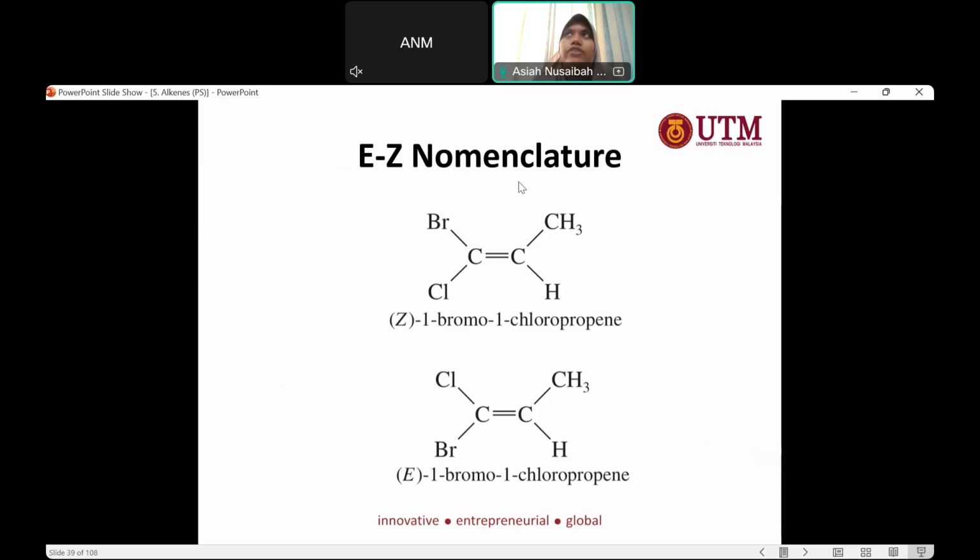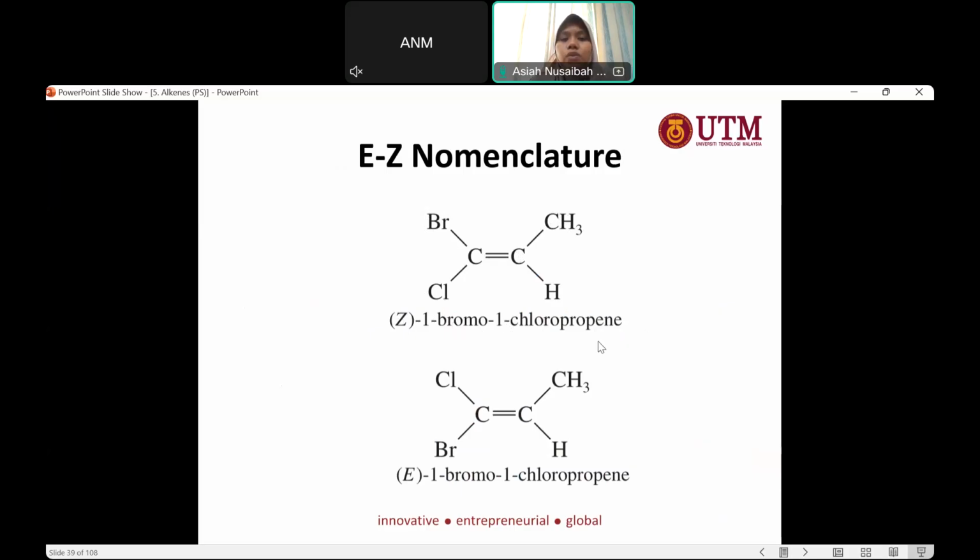We're going to evaluate it separately, first the left and then the right, or the other way around. So 1 on top, 2 on the bottom. 1 Br, 2 Cl. 1 CH3, 2 H, sorry. So because 1 are both at the top, then it's this, Z or cis, or same side. So we call it Z, 1 bromo, 1 chloro, propene.